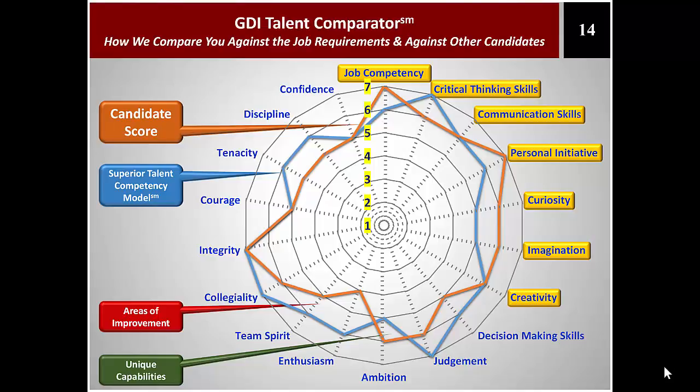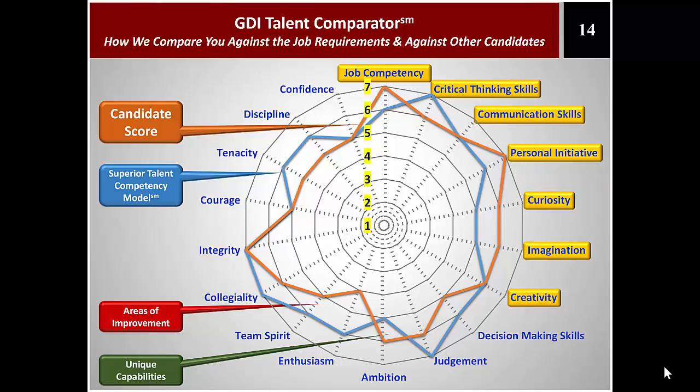We will then be able to compare you against the job description, or what we call the superior talent competency model. Before we start any project, we take the client's job description and we work with the hiring managers to drill that thing down until we understand every element of the job, every element of their expectations of performance, every element of their definition of success, every element of their definition of minimal expectation.